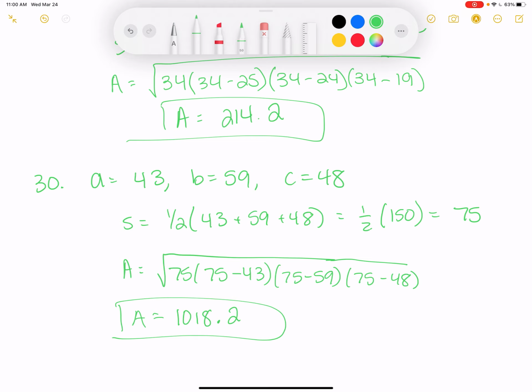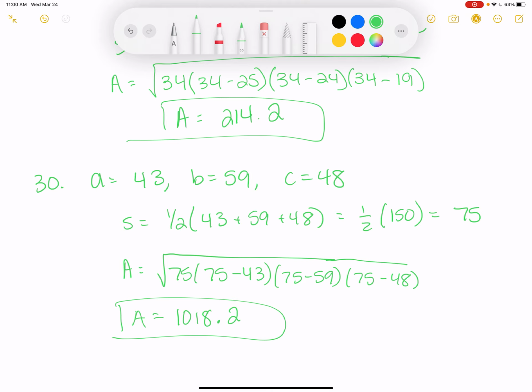Garrett, what's the answer? I don't know. Why'd you not do the problem? I asked you a question. Why'd you not do the problem? I don't know. Chase, what's the answer? 1018.2. 1018.2. Oh, there we go.